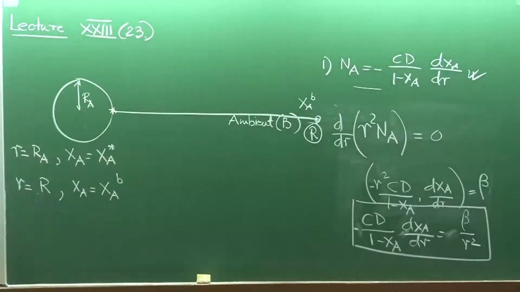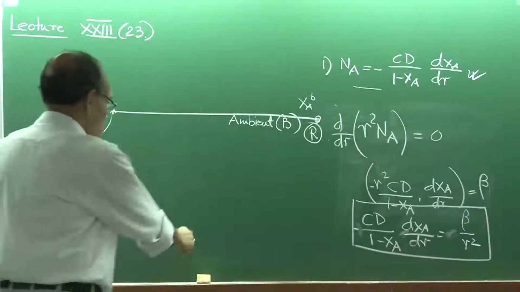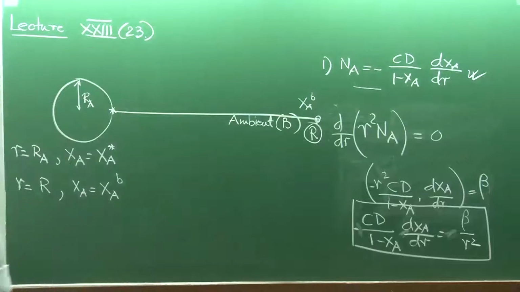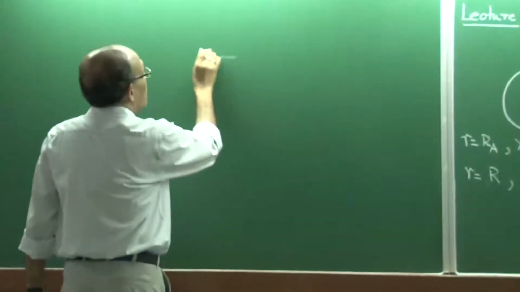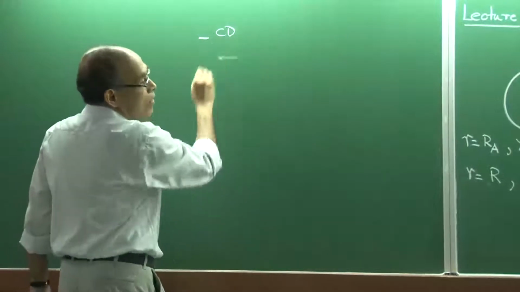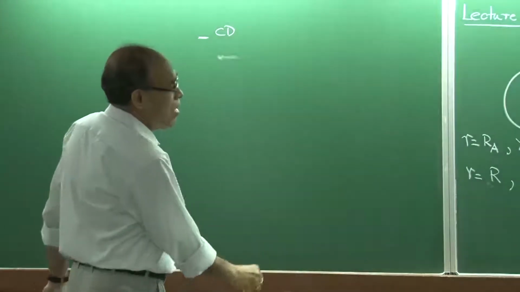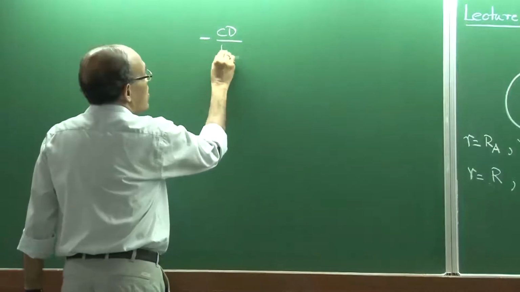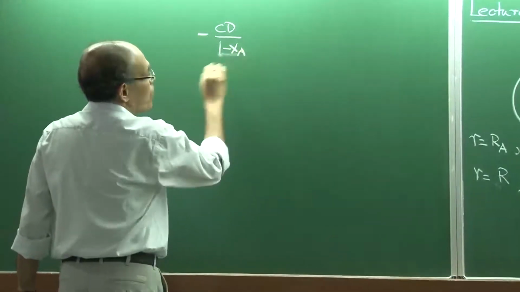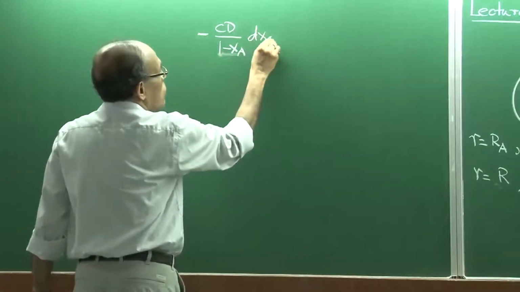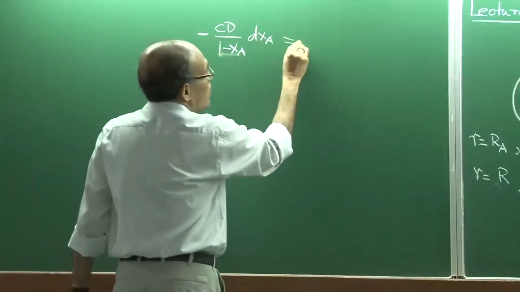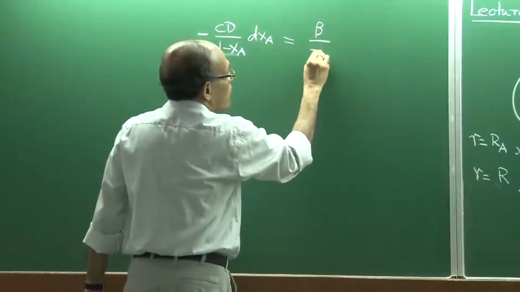So we can solve this equation now, and if you solve this equation, then what happens is that we have minus CD, and if you write down that equation by 1 minus XA, then we can say that this is beta by r square.